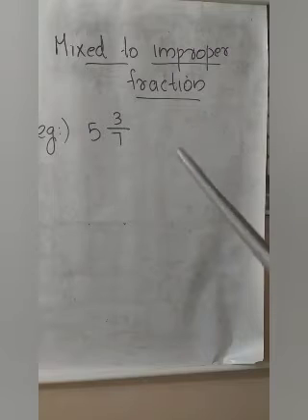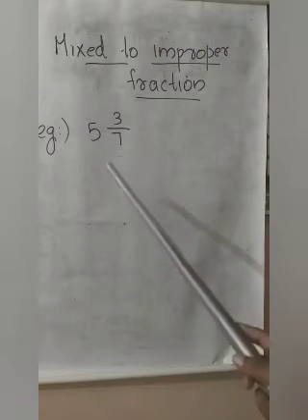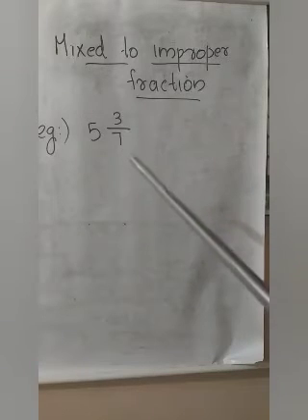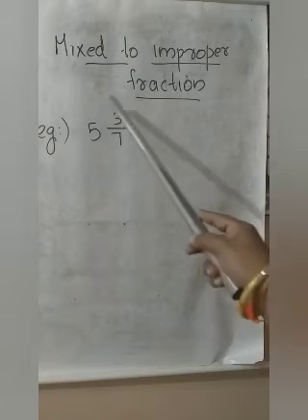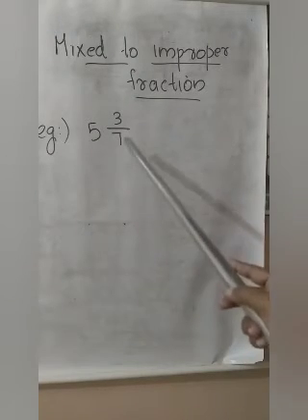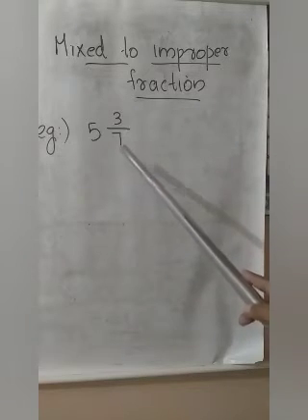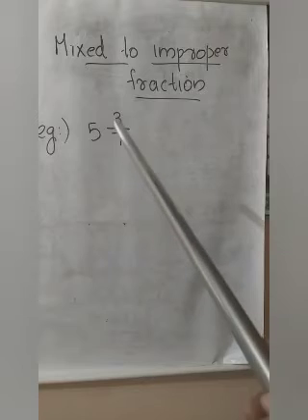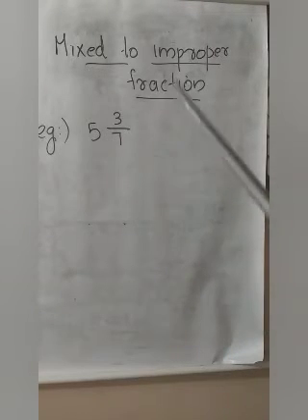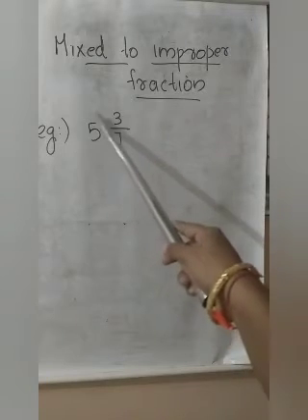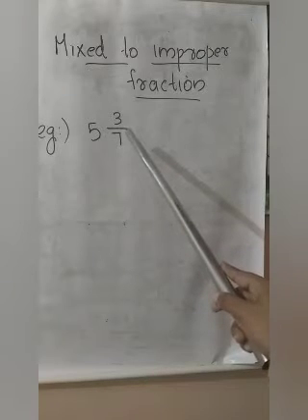For that, consider a mixed fraction, 5 3 by 7. So this is a mixed fraction. How can we convert this into an improper fraction? Here 5 is the whole number part, 3 by 7 is the fraction part. In 3 by 7, 3 is the numerator and 7 is the denominator. In order to convert this mixed fraction to improper fraction, first we are multiplying the whole number part, that is 5, with the denominator of the fraction.